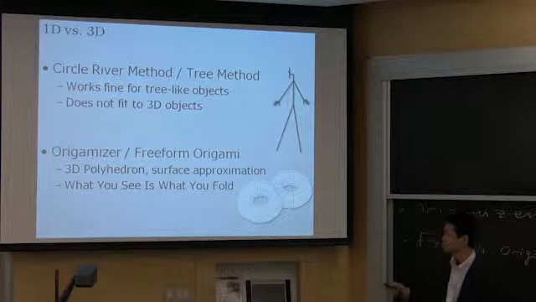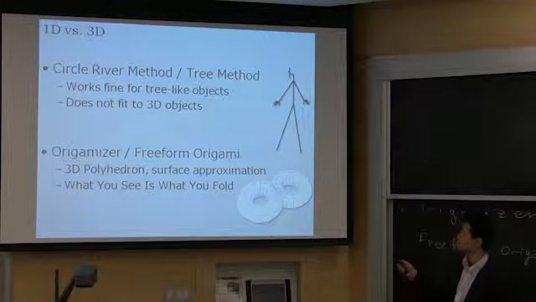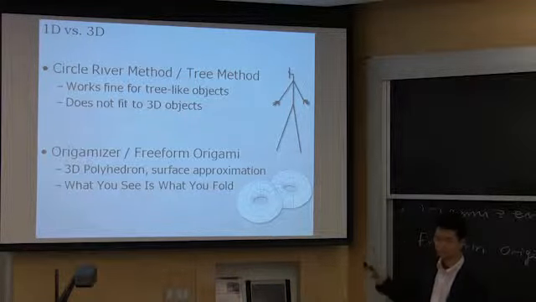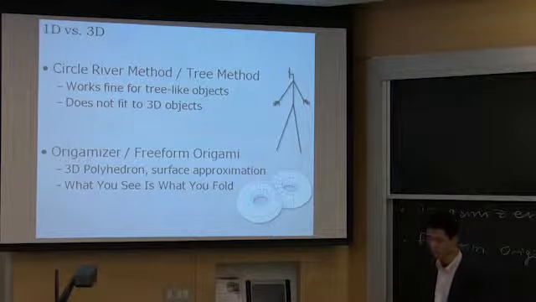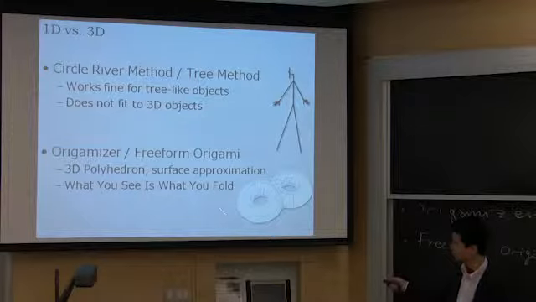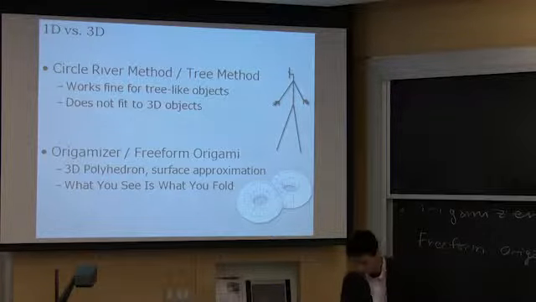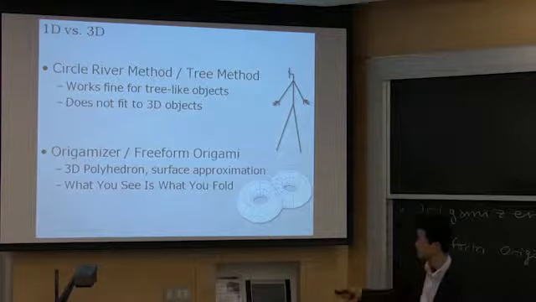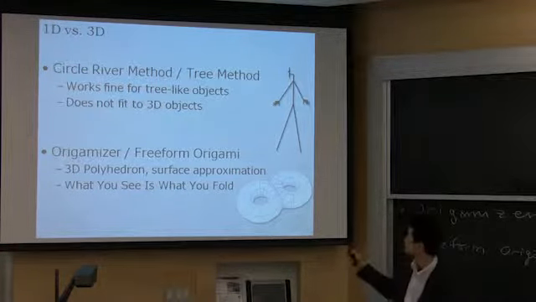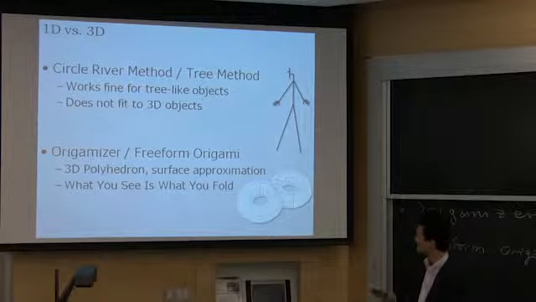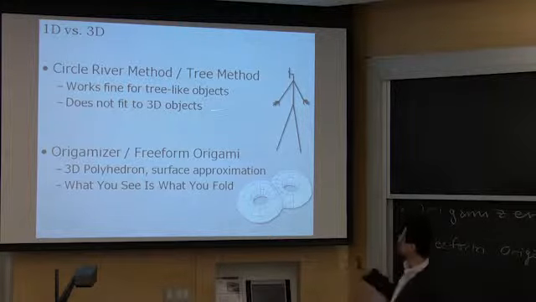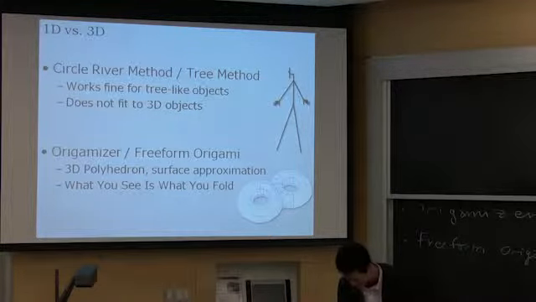And what I wanted to do is make 3D instead of this kind of 1D figure. So this is what we can get from the circle-river packing method. And with Origamizer, or freeform origami, we can get this kind of 3D form. And you can say that what you see is what you fold. So in this case, what you see is not what you fold, actually.